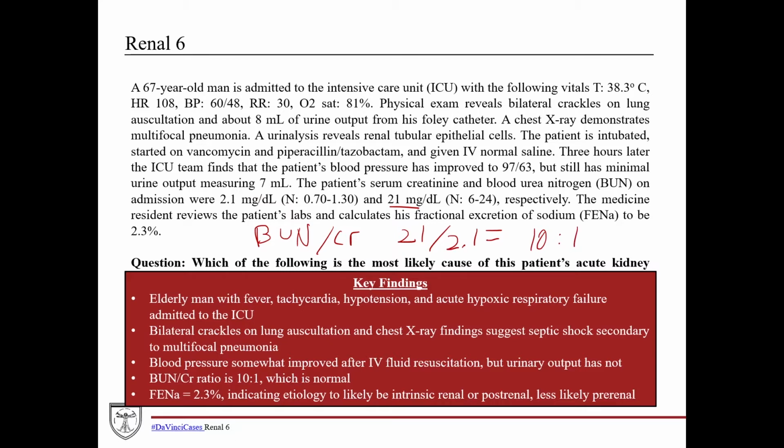10/1 is normal. So this actually didn't affect the BUN ratio. However, the FeNA is significantly increased, indicating that the etiology is likely either intrinsic renal, meaning it's an actual injury to the kidney itself, or post-renal, meaning that it's an obstruction. It's less likely that it's pre-renal. Pre-renal, usually the FeNA is less than 1%, and we'll go over why that is in a second.